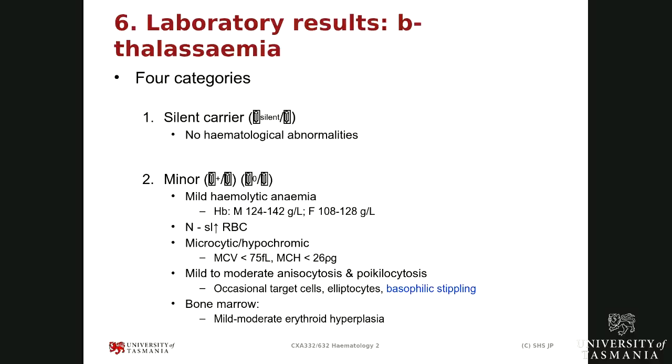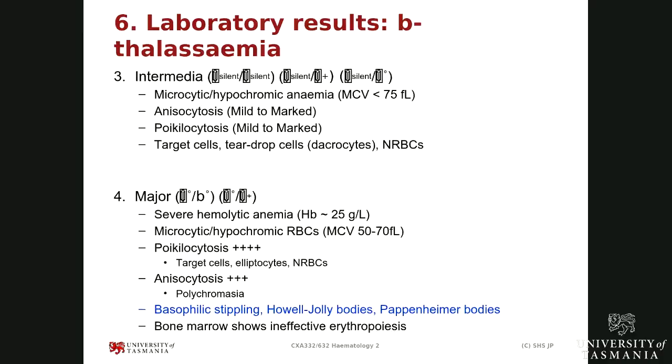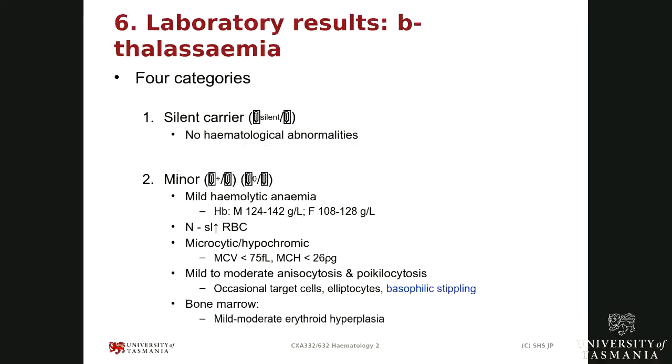So now going on to beta thalassemia. Again, we've got the 4 categories that we see. So we've got the silent carrier, beta thalassemia minor, and then beta thalassemia intermedia, and beta thalassemia major. So once again, you can see that we've got this progression of what we can see in the laboratory, from no hematological abnormalities at all. That's for the silent carrier.